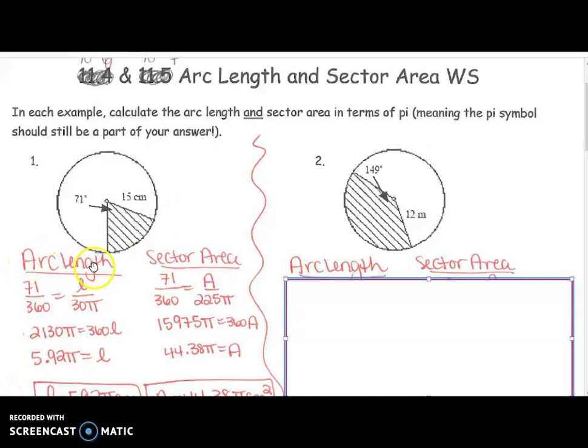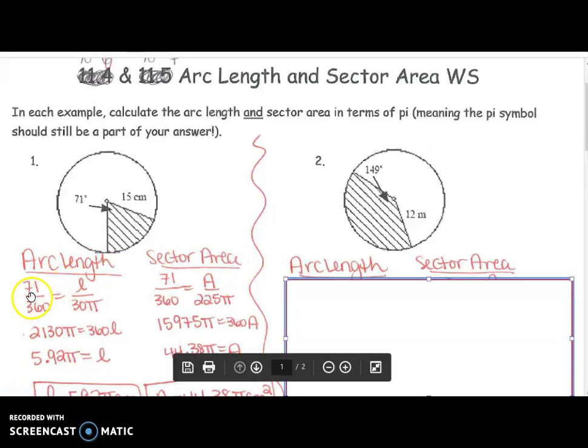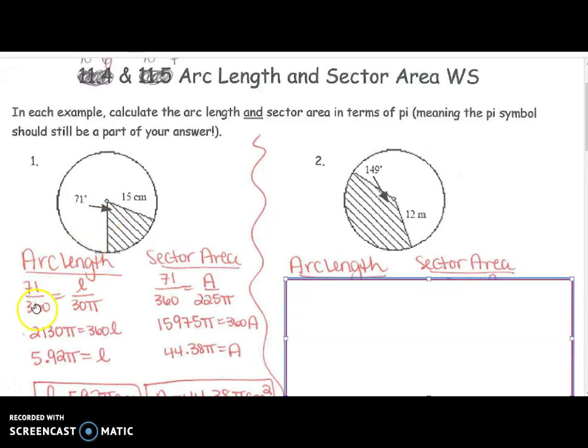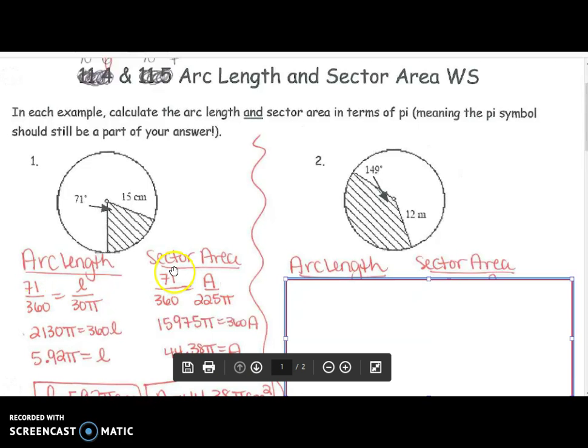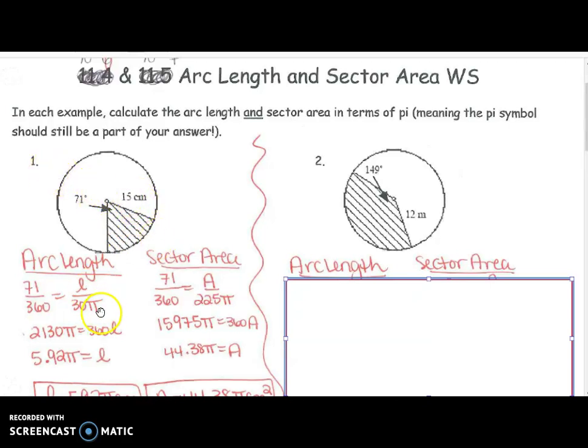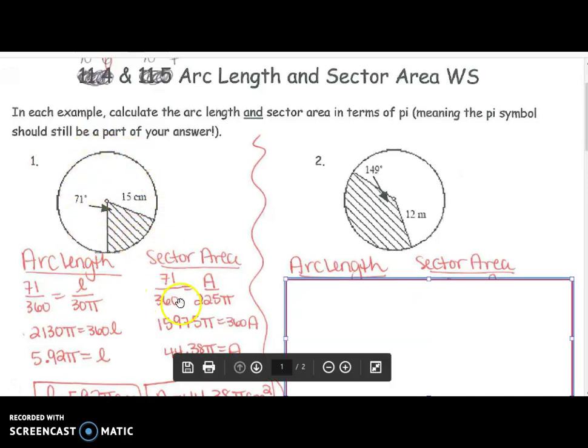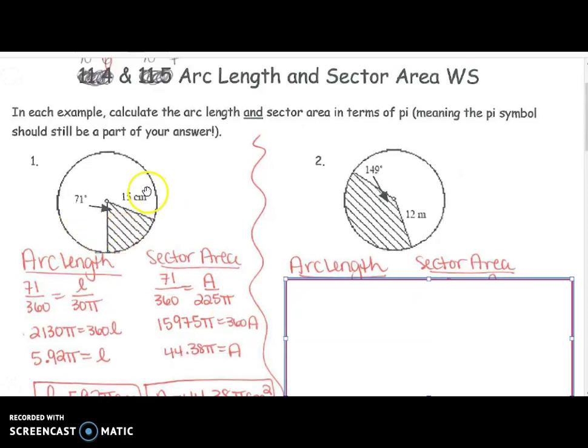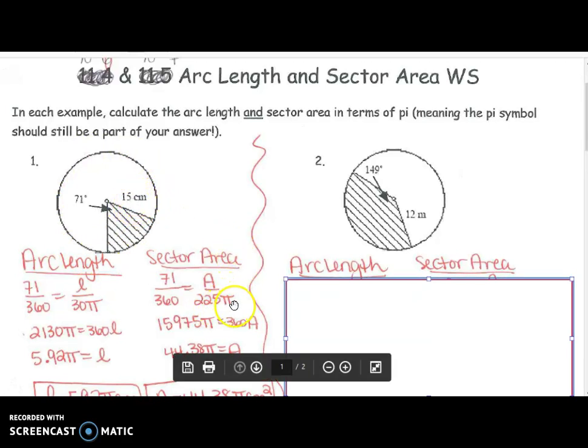Arc length, please write that. Sector area. So we're going to write the ratio. So the first ratio is 71 over 360. Same thing for sector area. 71 over 360 equals arc length, which is L, over 30 pi, which means 15 times 2 is 30, the diameter, times pi, which is the circumference. The second ratio will be area, which is the sector area, this shaded area, over the area of this whole circle, which is 15 times 15, which is 225 pi.